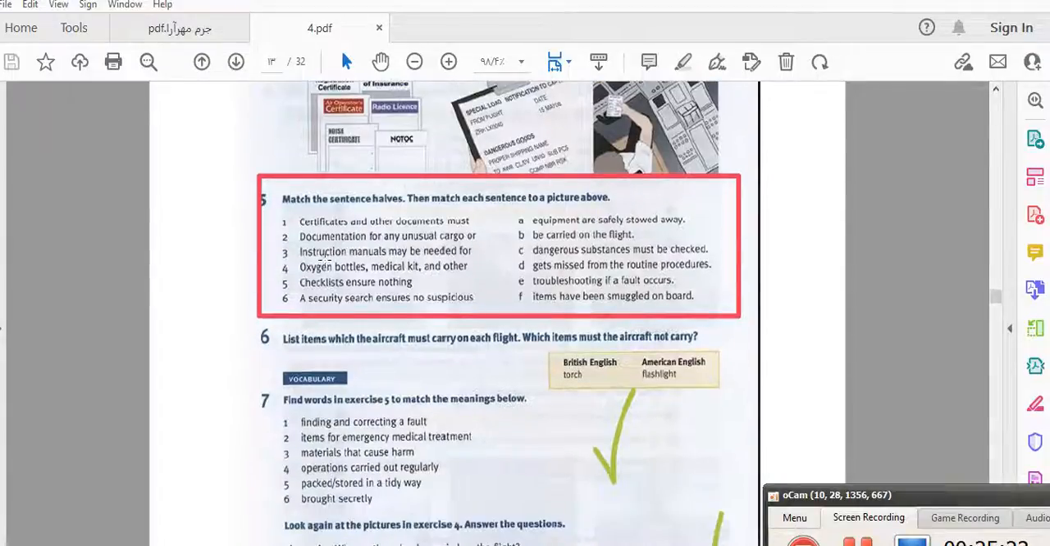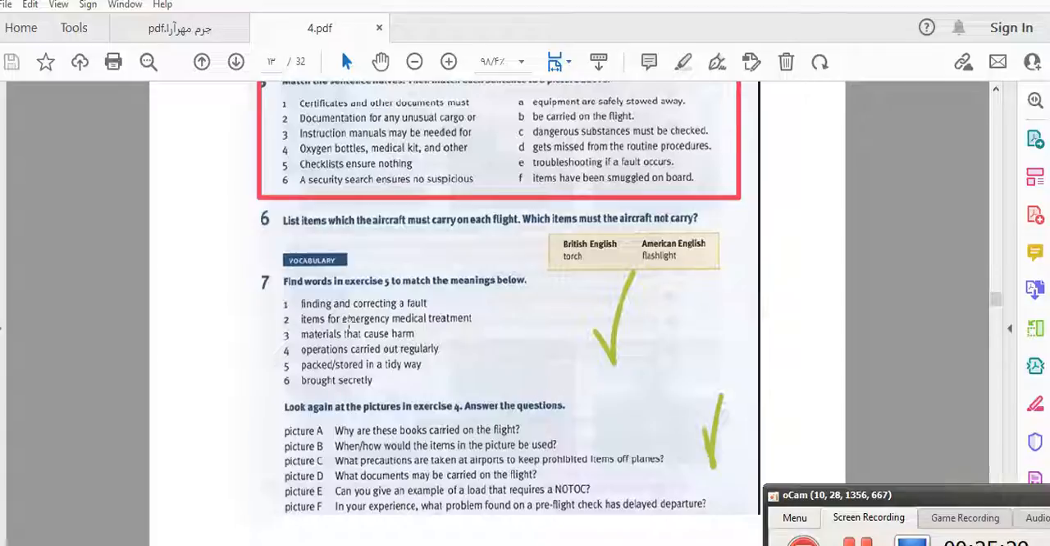So I completed this part, match them. Actually, I did it. Take a photo and send it to me. Thank you. List items which must be carried on the flight.